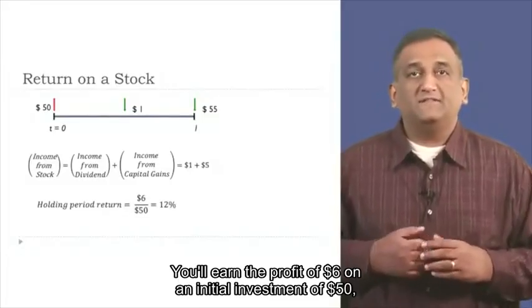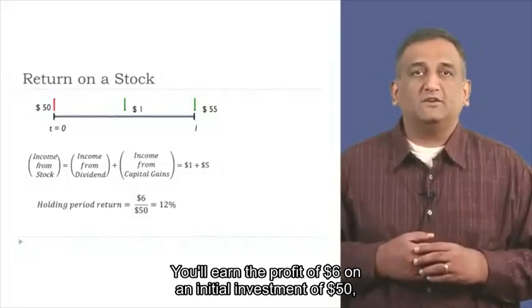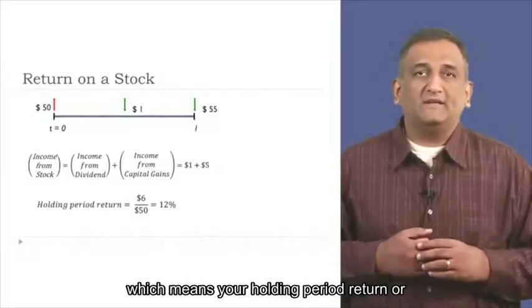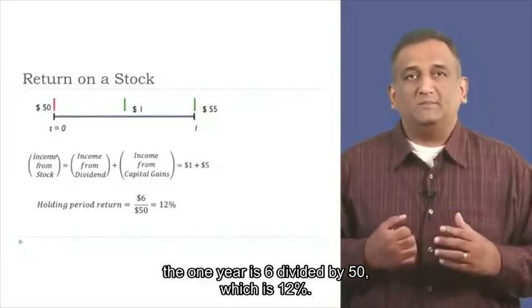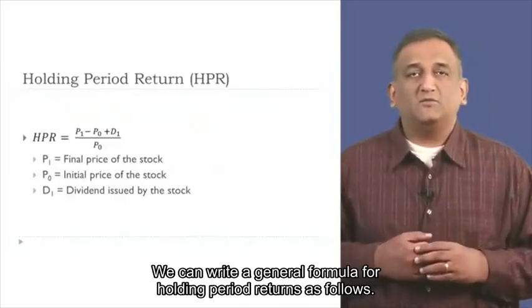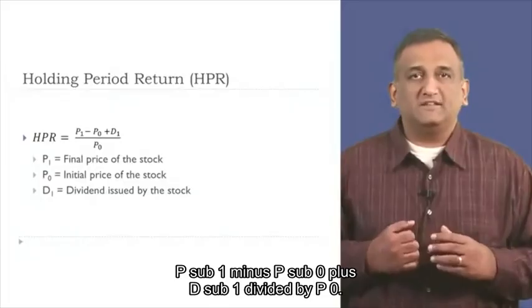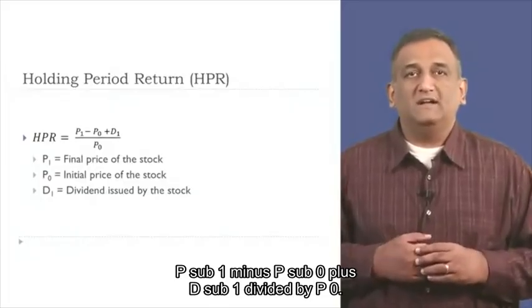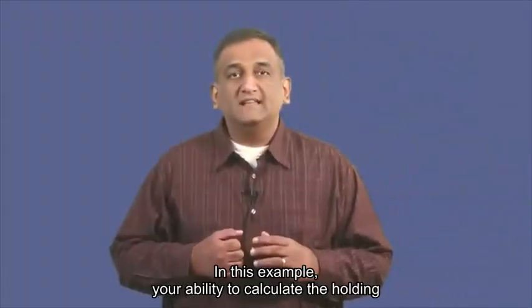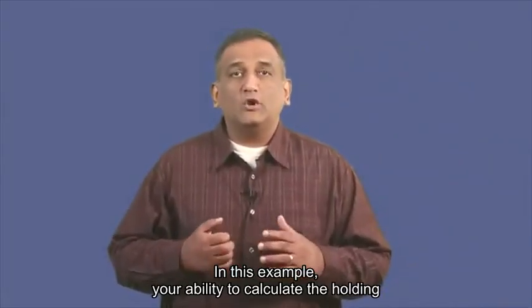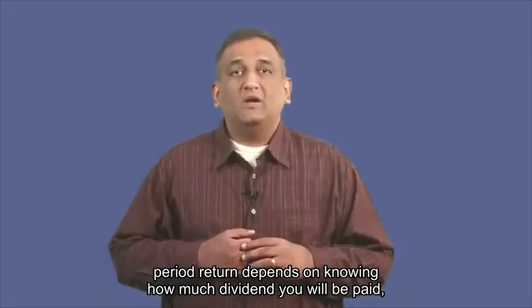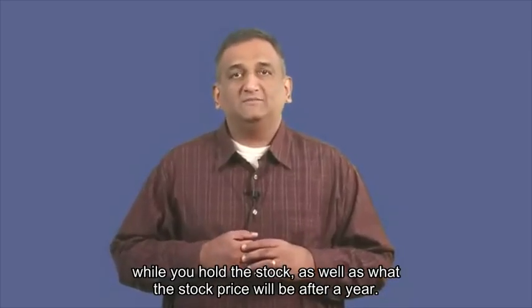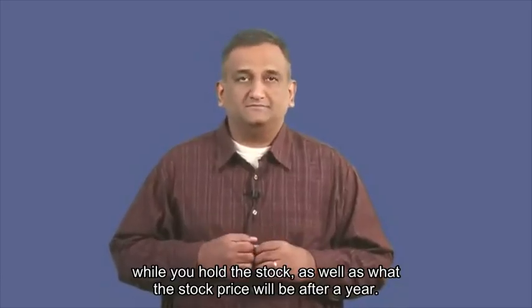You have earned a profit of $6 on an initial investment of $50, which means your holding period return over the 1 year is 6 divided by 50, which is 12%. We can write a general formula for holding period returns as follows: P sub 1 minus P sub 0 plus D sub 1, divided by P0. In this example, your ability to calculate the holding period return depends on knowing how much dividend you will be paid while you hold the stock, as well as what the stock price will be after a year.